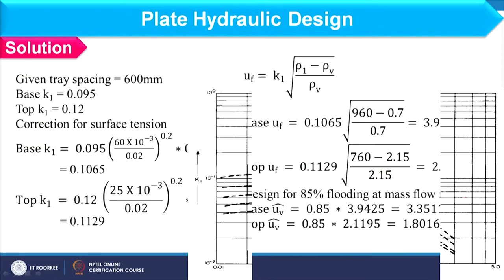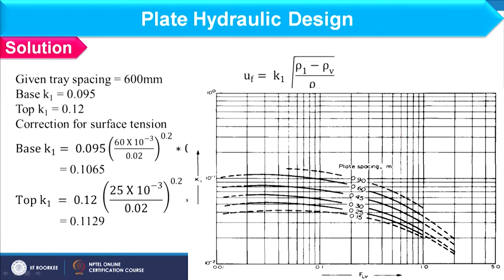Okay. Now, once you have the FLV value at top as well as at bottom, we should further find out factor K1, okay, and all these values will be required to find out flooding velocity. Okay. So, let us see how to find the value of K1. This is the graph from which we can find out the K1 value. And if you see, as far as tray spacing is concerned, it is given as 0.6.